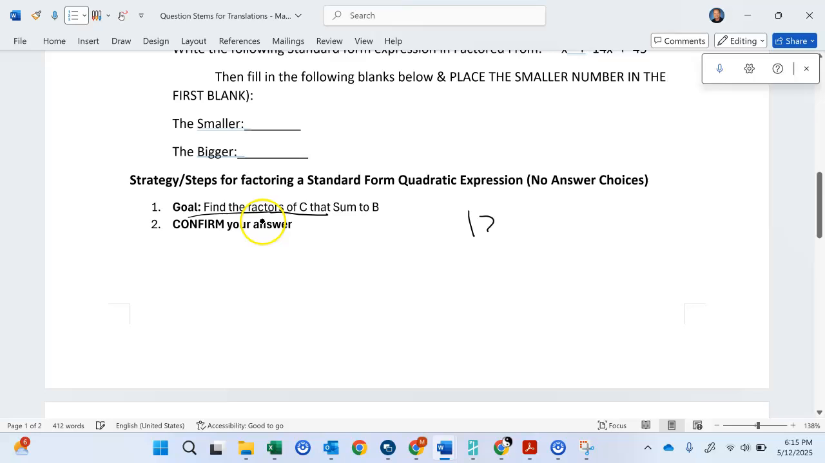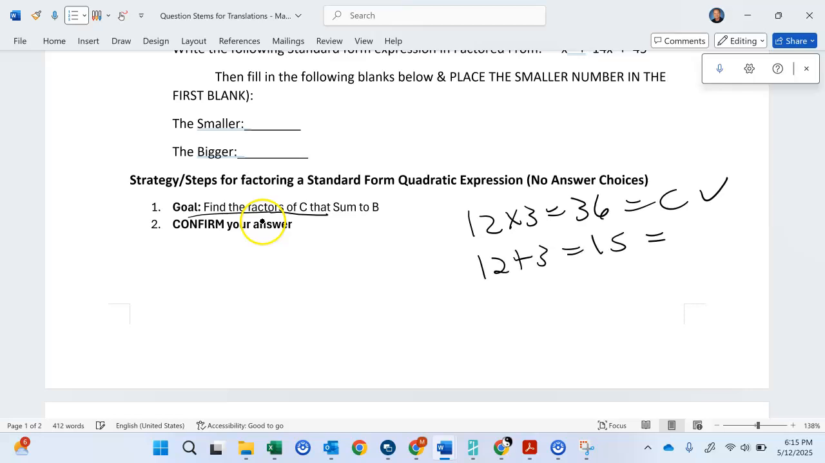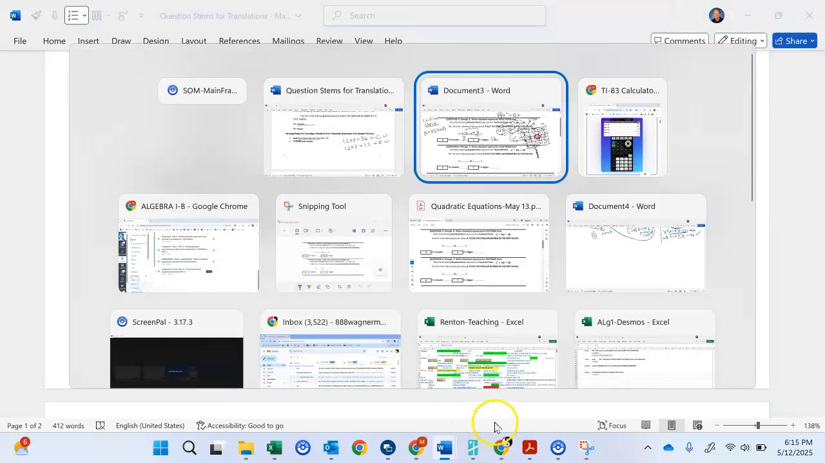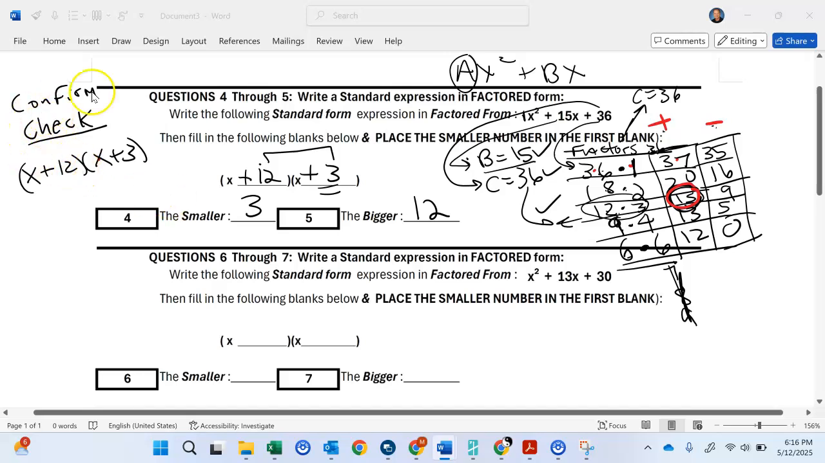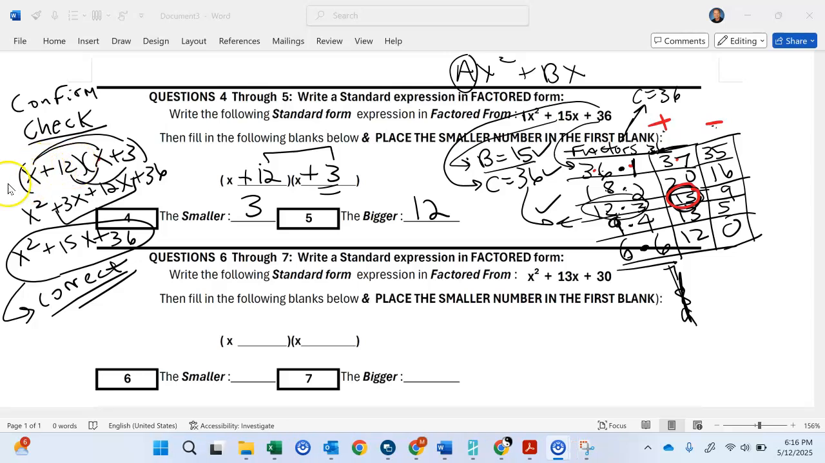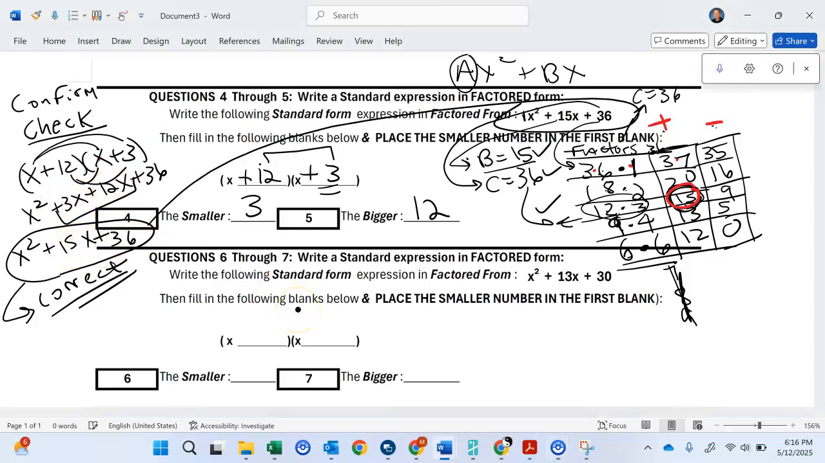We found two numbers, 12 times 3 equals 36, which is the C, and 12 plus 3 equals 15, which is the B. Now, the next thing we need to do is check our answer. So go ahead and multiply this out and see what you get. When I check it, I multiply it out like we know how to do, x times x, x times 3. I get these, and then I combine like terms to get 15x, which matches this over here. So this is correct. So make sure to check it as the last step.